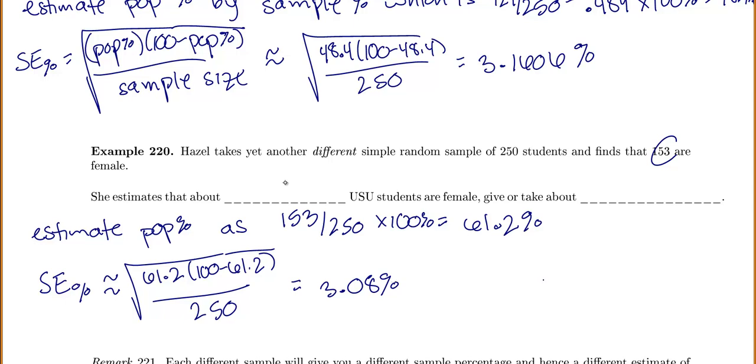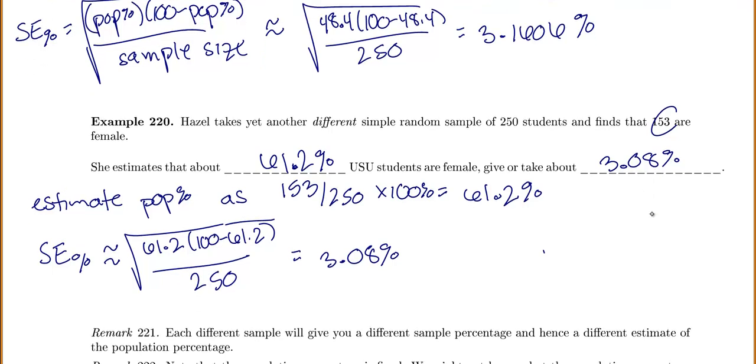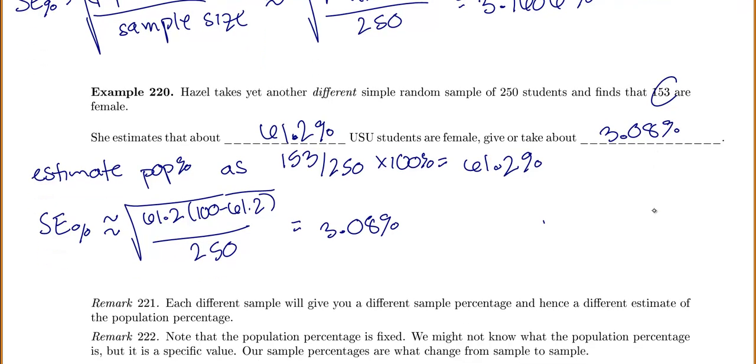So what does this mean? She estimates that about 61.2% of USU students are female, give or take about 3.08%. So two remarks here. Each different sample was giving us a different sample percentage. So we took 3 different samples and we got a different sample percentage each time, and hence a different estimate of our population percentage. But our next remark tells us our population percentage is fixed. So we don't actually know what the true population percentage is, but it is a set specific value. I just don't know what it is.